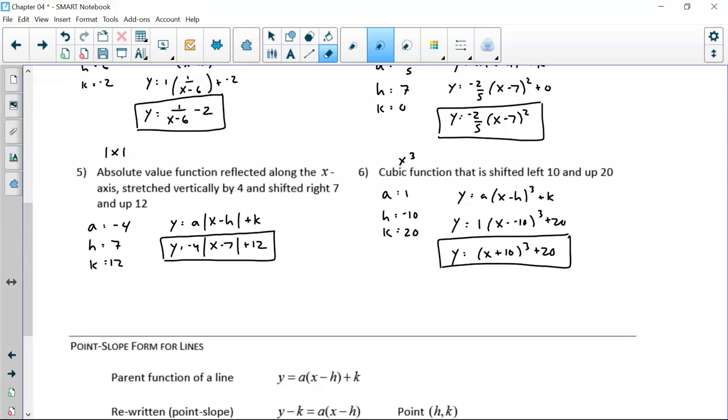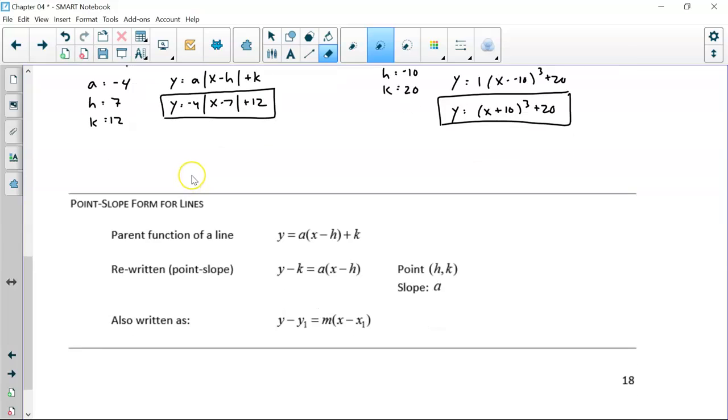Good. Now we're going to talk about linear functions. The parent function for a linear is y equals a times the quantity of x minus h plus k. It really still works in the same way, but we don't normally, well, we do normally write it that way, but we kind of change it around.